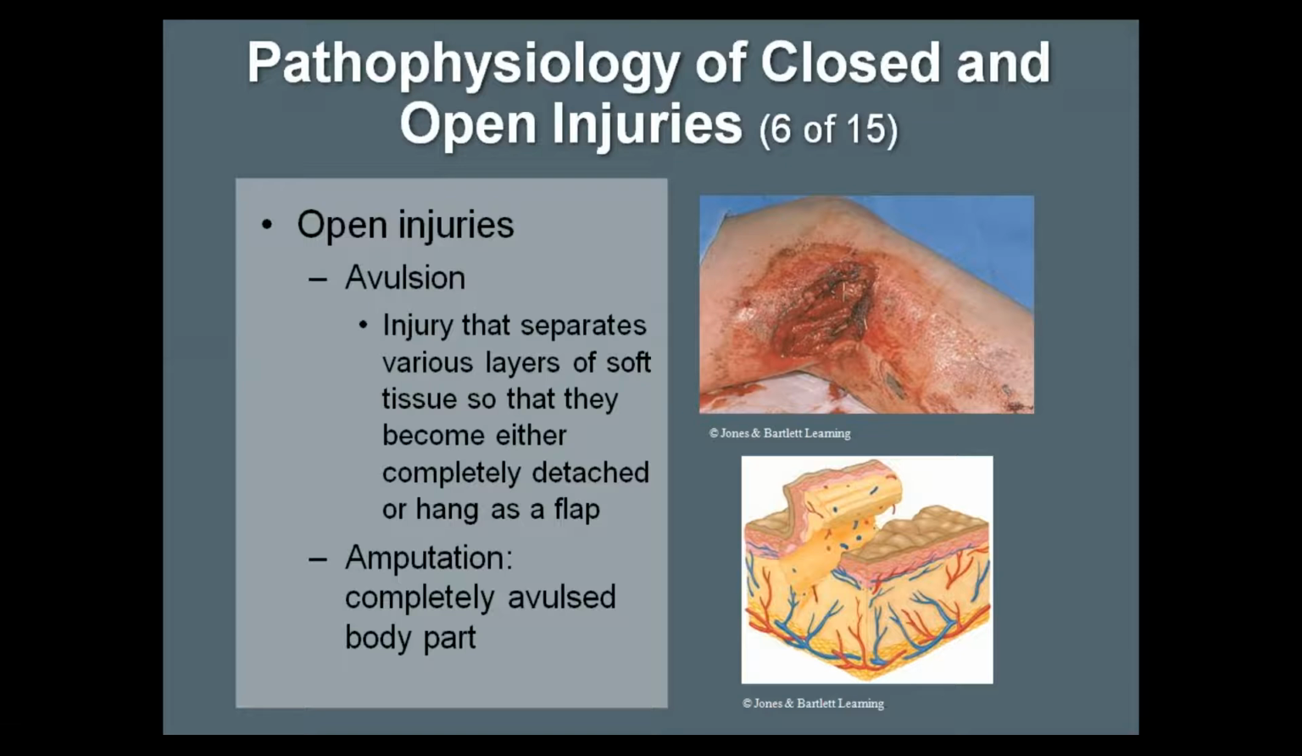All right, open injuries, avulsions: injuries that separate various layers of the soft tissue so that they become either completely detached or hang as a flap. What are some common areas for avulsions? Hands, scalp. Yeah, hand, scalp, fingers, getting degloved, scalped. Amputation is a completely avulsed body part.